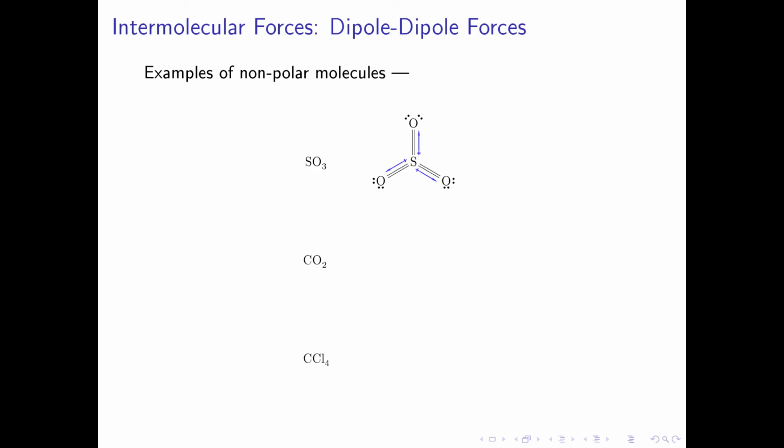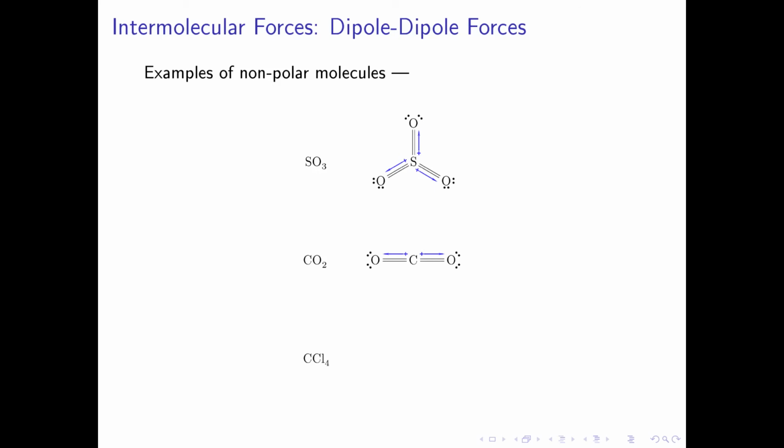The second molecule, carbon dioxide, has the following Lewis dot structure. Again, the two oxygens both contain two lone pairs, generating regions of electron density. But because this molecule is linear, the dipole moments in each case cancel out, resulting in no net dipole.